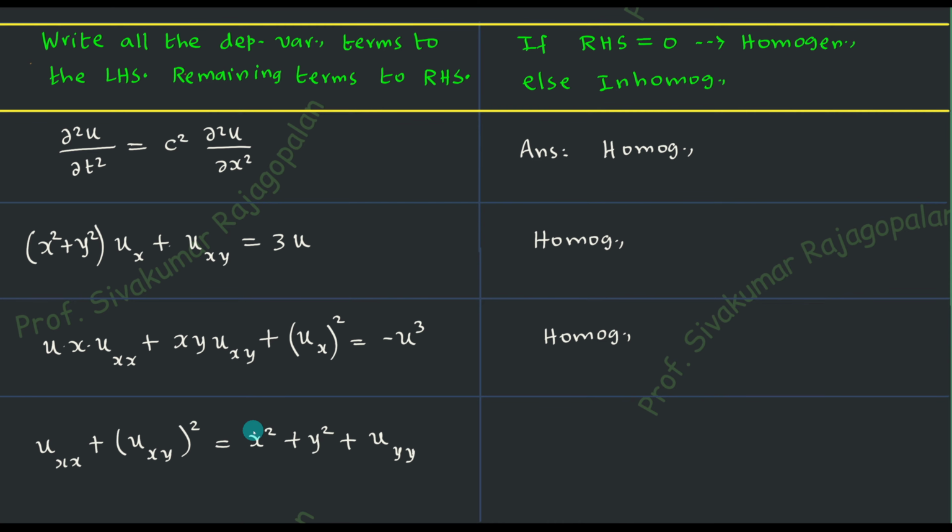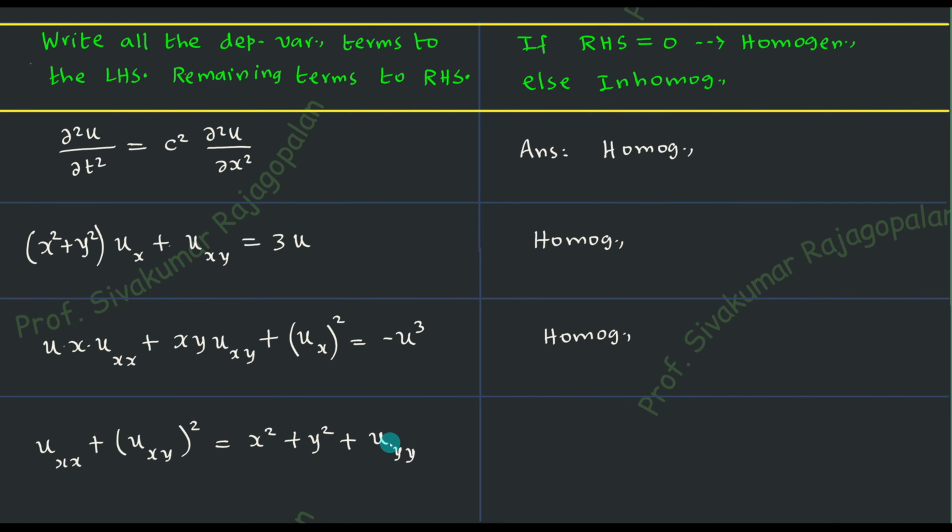This is not unknown. See the x², this term x² does not contain any unknown. Therefore, this must be in the right hand side only. There is a y². Y² also doesn't contain any unknown. Unknown is u. Therefore, this cannot go to the left hand side. This is ∂²u/∂y². This has to go to the left hand side.